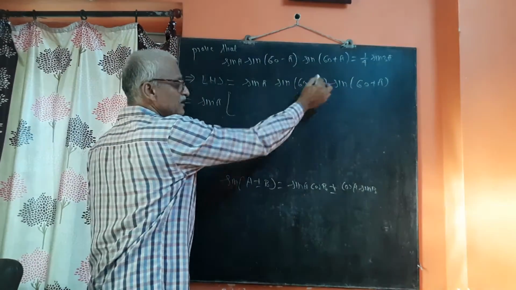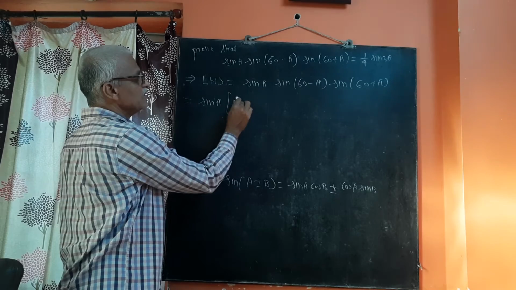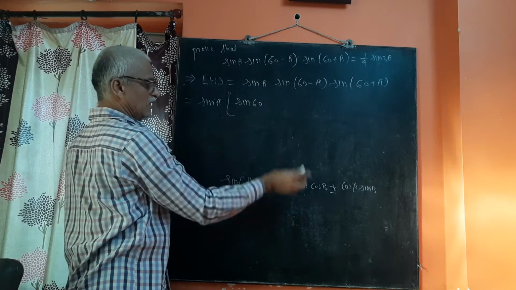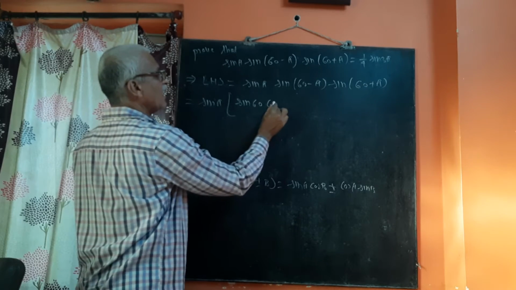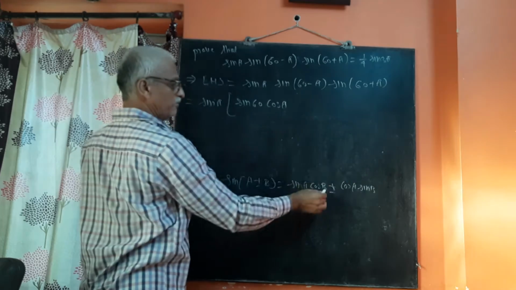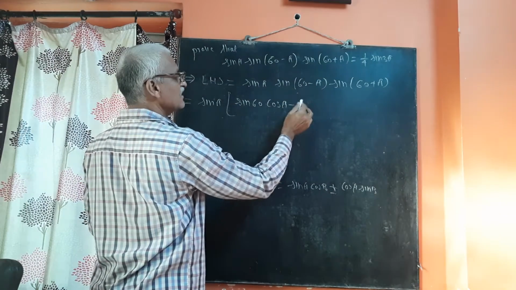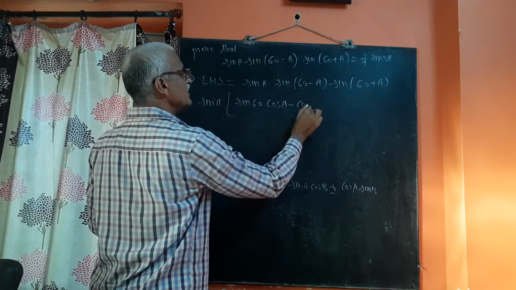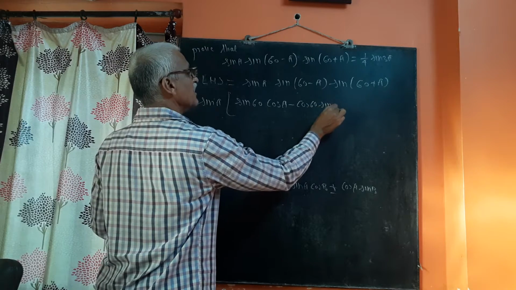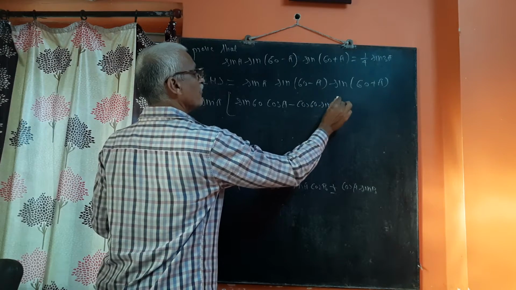Sin of 60 minus a, according to this, will be sin 60 cos a, minus, sorry, minus is there, so minus cos 60 into sin a.